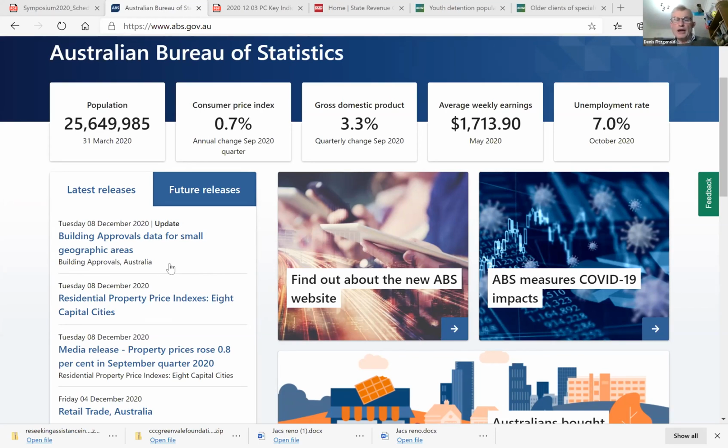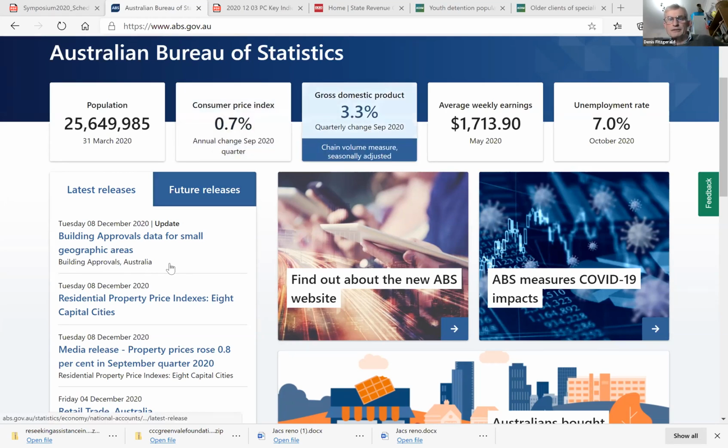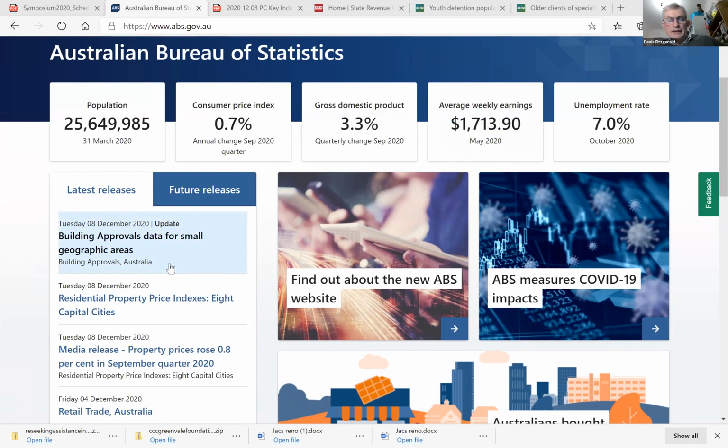Just to look at their homepage, which I've got up now. So they have population data, they have price data, gross domestic product, weekly earnings. Then just down the side column, building approvals, property price indexes, retail trade, every aspect of the economy, and increasingly over recent decades, aspects of social structure and well-being.